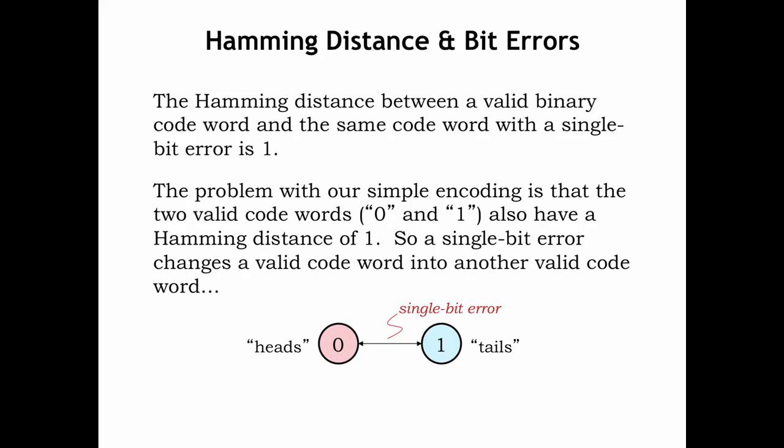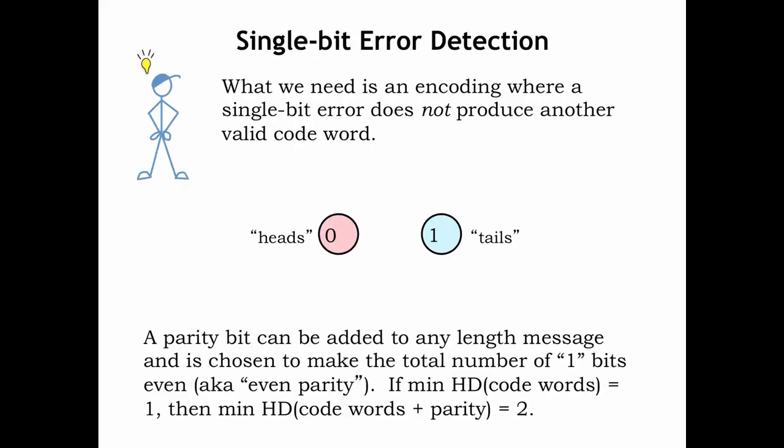She can't detect that an error has occurred. Let's figure out how to solve her problem. The insight is to come up with a set of valid code words such that a single-bit error does not produce another valid code word. What we need are code words that differ by at least 2 bits. In other words, we want the minimum Hamming distance between any two code words to be at least 2.